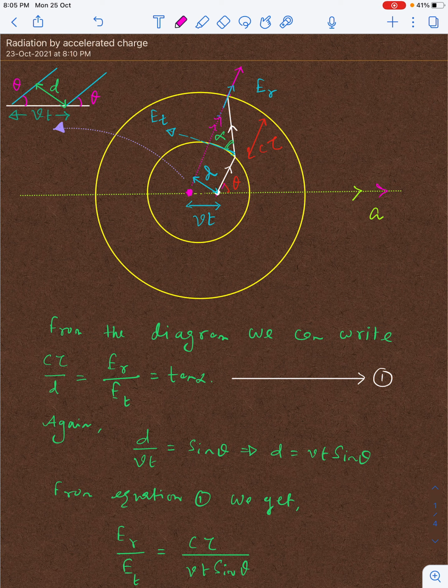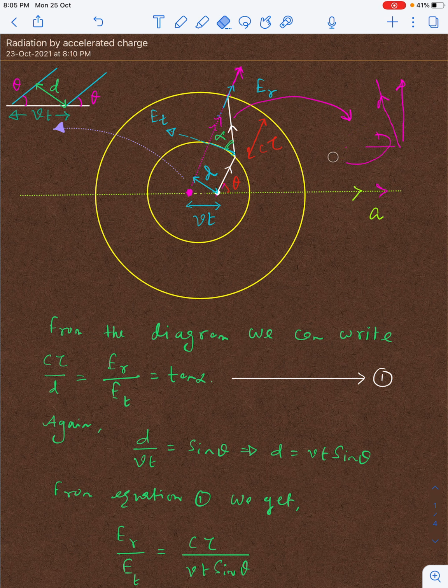If you look at this field, just concentrate on this field. This field will have two components, one is this component and one is this component. This component is basically along the tangent, which you are seeing here as ET, and this is the radial component.